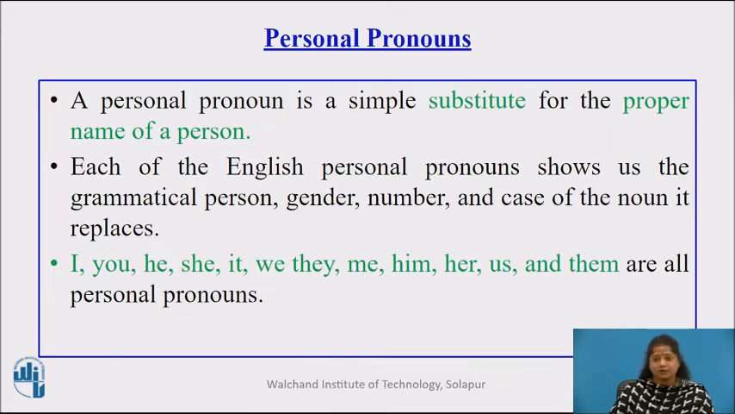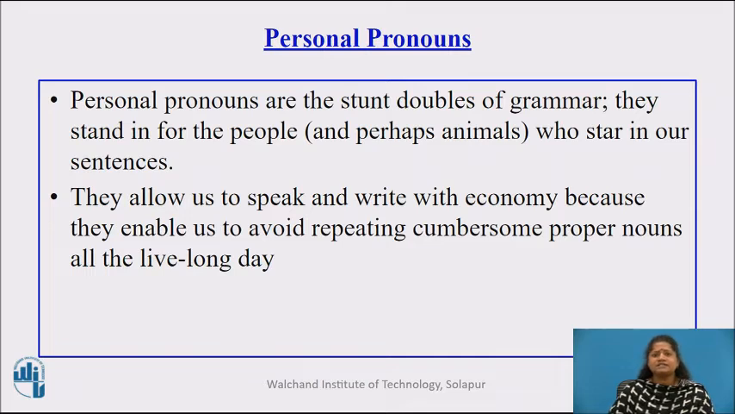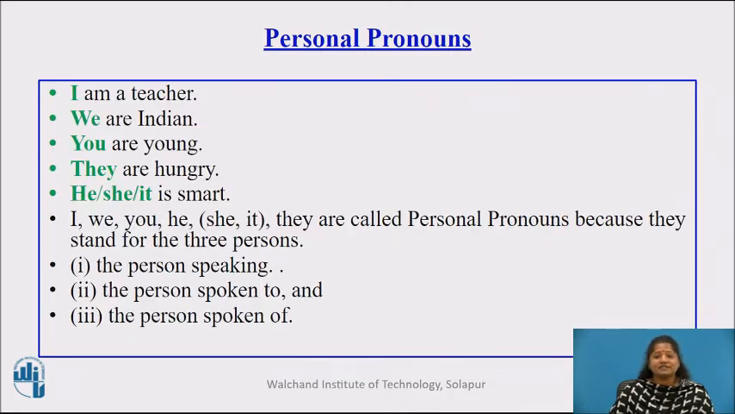are the personal pronouns. Personal pronouns are the stunt doubles of grammar. They stand in for the people and perhaps the animals also, who star in our sentences. They allow us to speak and write with economy because they enable us to avoid repeating cumbersome proper nouns all the livelong day.